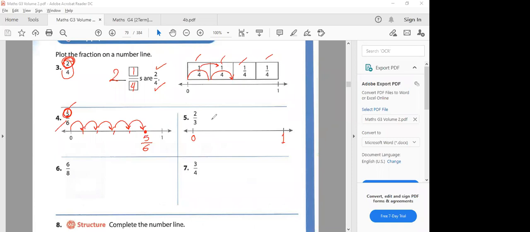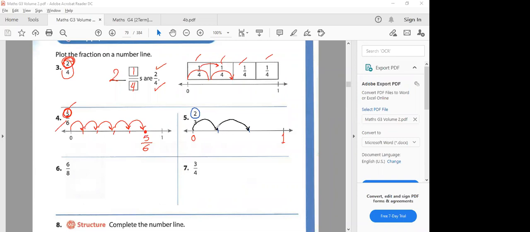3. Excellent. So 3 equal parts, like 1, 2, 3. So how many jumps here? 2. Right? 2 times we jump. We have 2 jumps. First jump, second jump here.